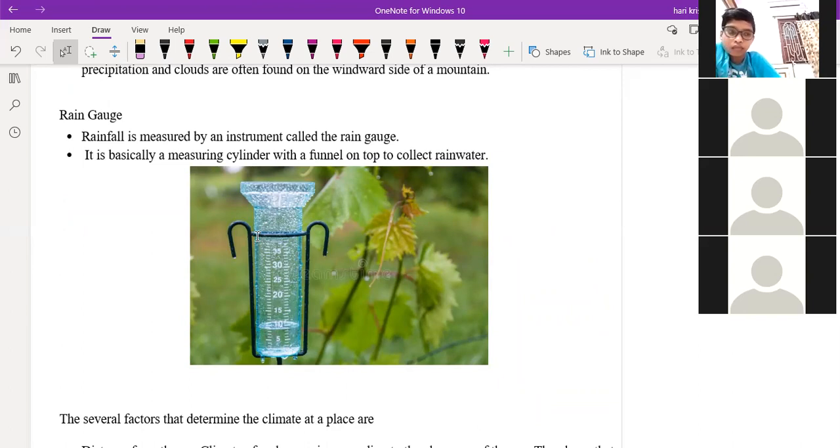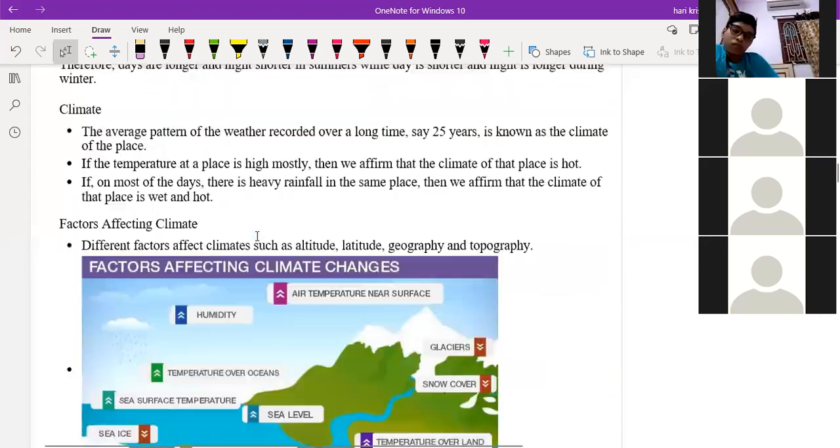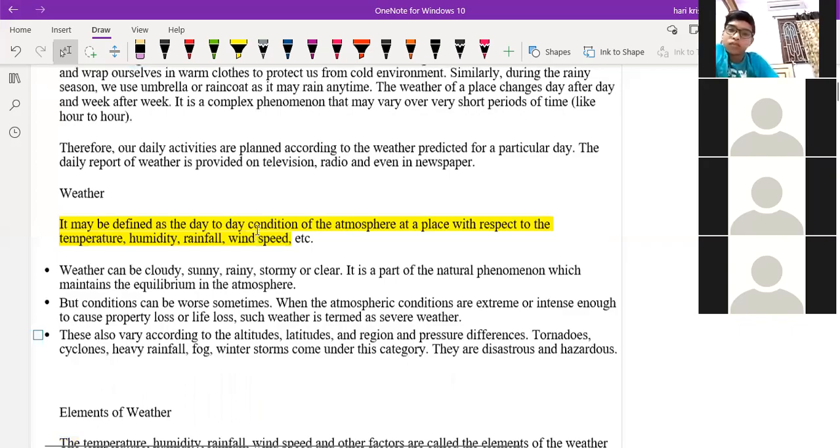Okay, sir. Again, rain gauges come in different shapes. It's only one of the basic shapes of the rain gauge. You'll have different shapes again. Yes, sir. So any doubts in today's class?